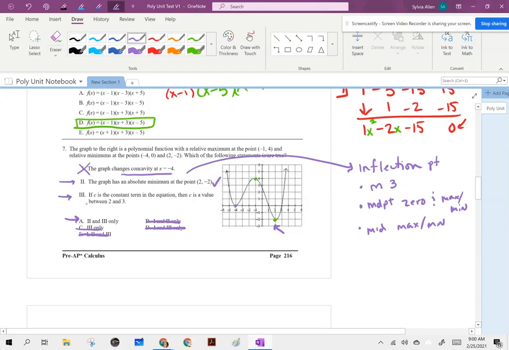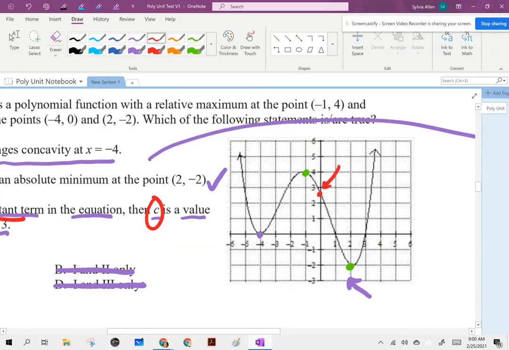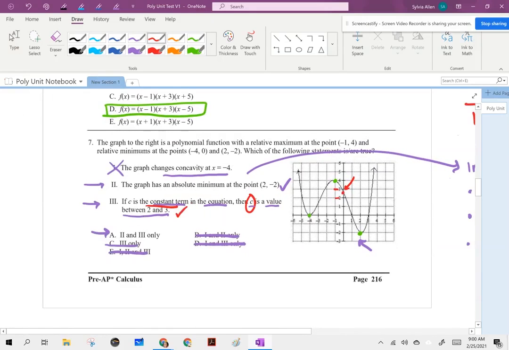But let's go ahead and take a look at 3. It says if C is the constant term in the equation, then C is a value between 2 and 3. Well, what do you know about the C value? The C value is the constant, which is the y-intercept. So if I take a look at the y-intercept, it is between 2 and 3. So that is a true statement. So that's, again, another way to validate that A is our proper choice.